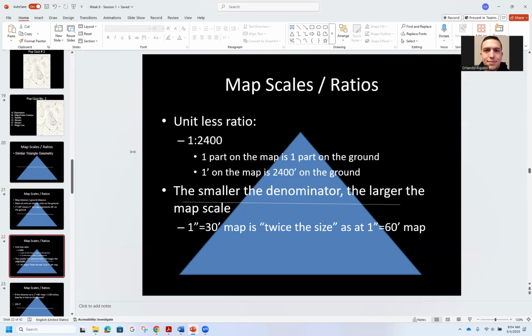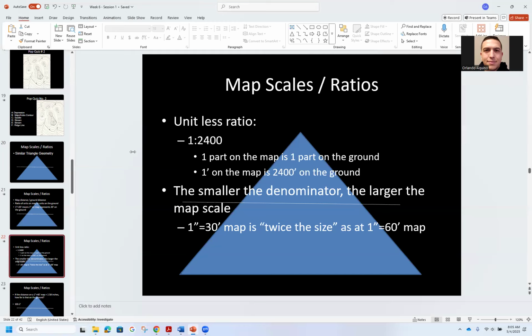So let's say a unitless ratio of 1 to 2,400 is 1 part on the map to 2,400 parts on the ground. It means 1 foot on the map is 2,400 feet on the ground, right? That's a unitless ratio. If you see those USGS maps, those were considered unitless ratios. If you put units to that, one foot on the map is 2,400 feet on the ground. The smaller the denominator, the larger the map scale.